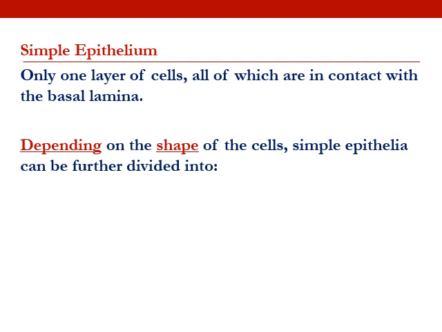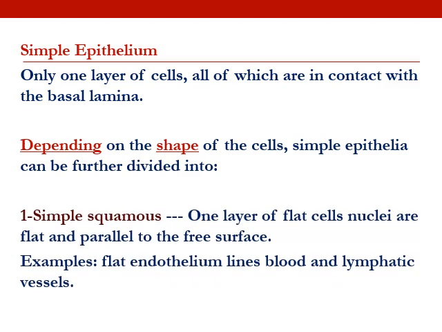This type of tissue are further classified according to the shape of the cell: simple squamous epithelial tissue, simple cuboidal epithelial tissue, and simple columnar epithelial tissue.